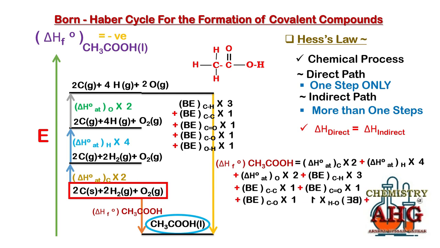So you can see, by using this Born-Haber cycle, we have also found the formula to do calculations for the formation of a covalent compound. Now we can find the enthalpy change of formation of any compound by using this formula. Or sometimes what can happen, the enthalpy change of formation of a compound may be given in the numerical problem, and we may be asked to calculate some other unknown enthalpy change.